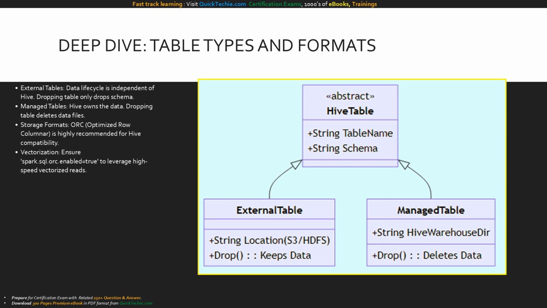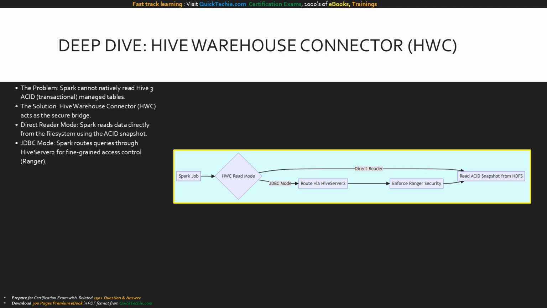This class diagram emphasizes the inheritance and behavioral differences of Hive tables. Both inherit the base properties of a table name and schema. However, the external table explicitly points to an external location and protects data upon dropping. Conversely, the managed table defaults to the internal Hive warehouse directory and destructively deletes both metadata and data when the drop command is executed.